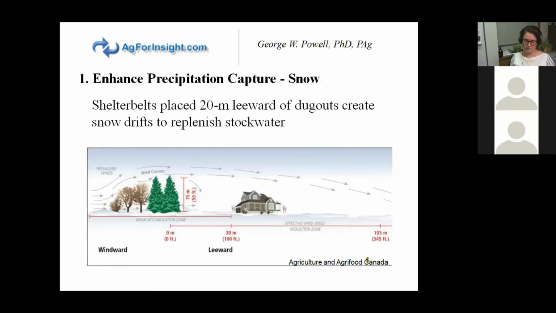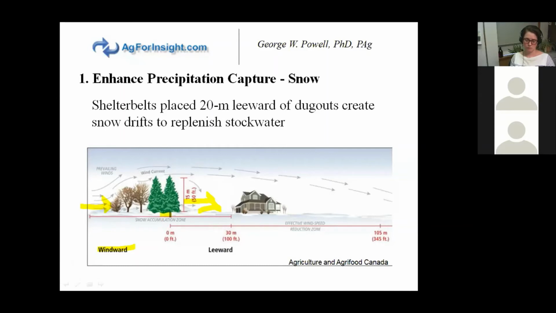So let's jump into each of these phenomena and give you some examples of agroforestry that you can employ in the central interior to affect them for your own management. Enhancing precipitation capture, snowfall. So shelter belts placed on the leeward side of a dugout create snow drifts that can replenish stock water. So again, a little bit of the terminology here. Windward is the side of the shelter belt on which the wind is approaching, and leeward is the side of the shelter belt that's protected from the wind.